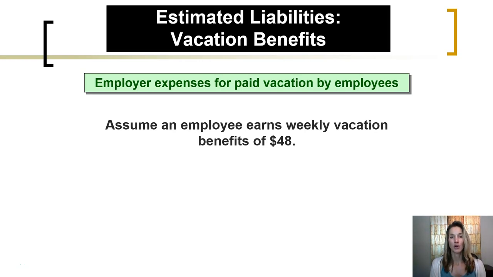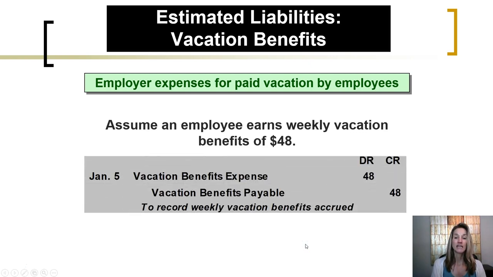Employers need to record an estimate of the amount of vacation benefits, even though they may not necessarily know the exact amount of vacation that will be used by employees. Assume an employee earns weekly vacation benefits of $48. They need to record an estimate of the expense and record it as a liability as well. The expense is $48 and the liability is $48.